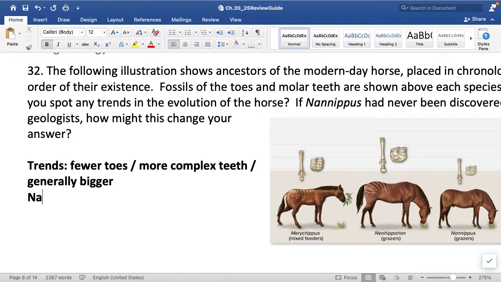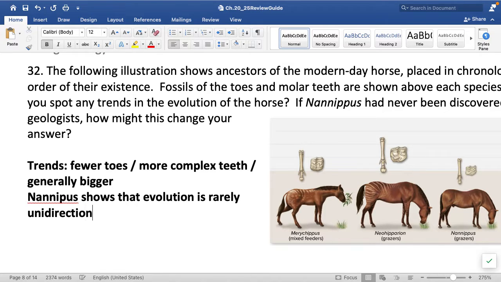So I'm going to say the nanopus shows that evolution is rarely, I'm going to say unidirectional, just because I feel like that's a better answer than just saying directional.